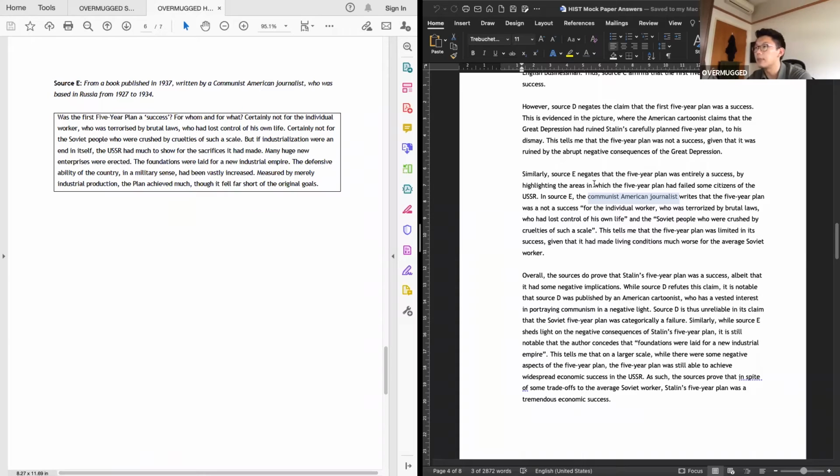The way you do this is by creating a more nuanced conclusion. And how do you do that? You can either discredit the sources that do not support your view, or explain how they can be balanced to provide for a more nuanced conclusion. So you can see here, the conclusion here writes.